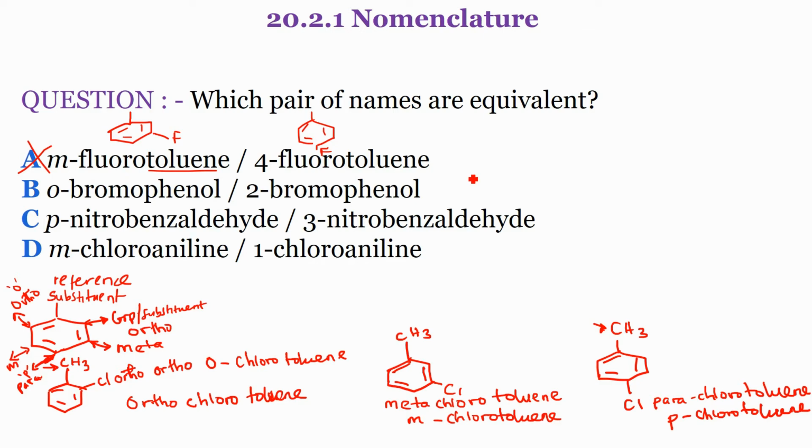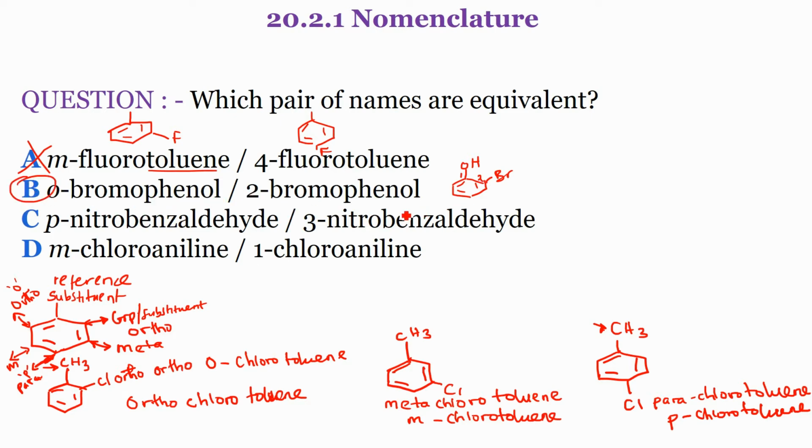B, I have a phenol and the bromine is on the second carbon, so that's ortho. Notice that this is a reference carbon, so it's 1, 2. Okay, so B is the answer.